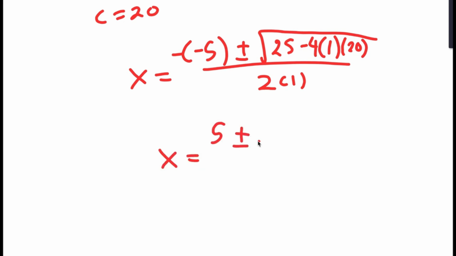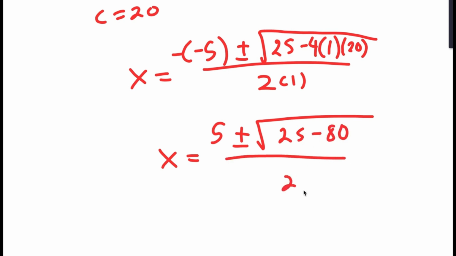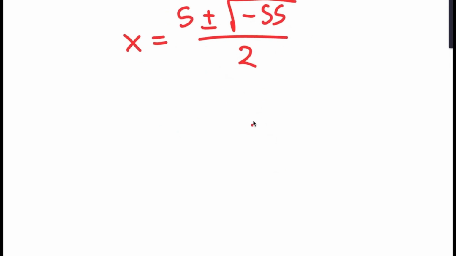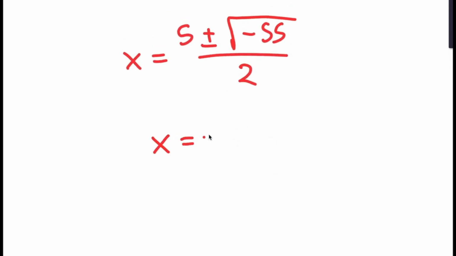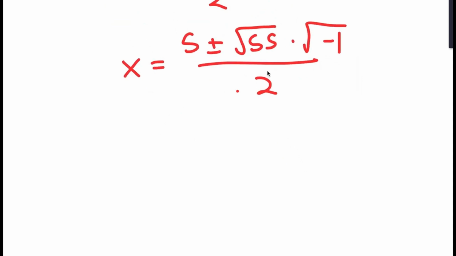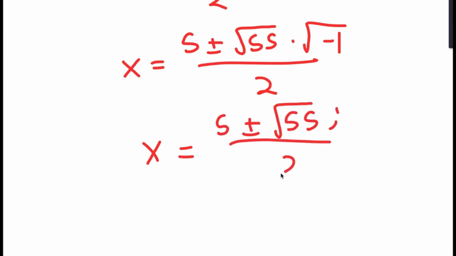And this is equal to 5 plus or minus the square root of 25 minus 80 over 2, which is equal to 5 plus or minus the square root of negative 55 over 2. Now, this is equal to the square root of 55 times the square root of negative 1 over 2. And the square root of negative 1 is equal to the imaginary number i. So I get 5 plus or minus the square root of 55 i over 2. So this is two more solutions to this equation.